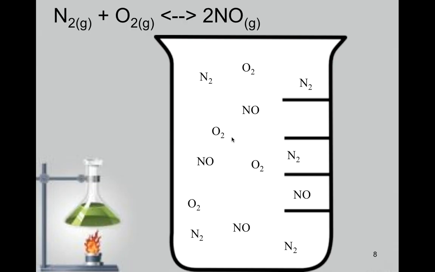Okay, so here is an equilibrium reaction. Let's pretend we have a lid here on this beaker because these are all gases, so of course they would escape in this scenario. But we have nitrogen gas reacting with oxygen gas to form nitrogen oxide. And the reaction can also reverse, so we can get rid of this and make more oxygen and nitrogen.